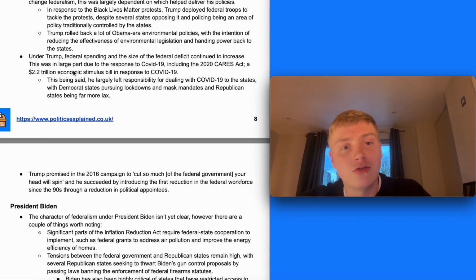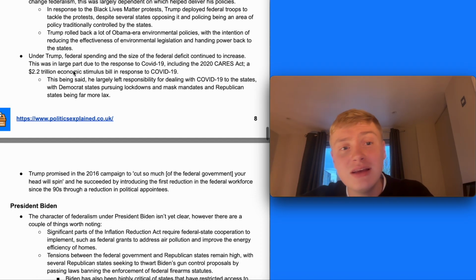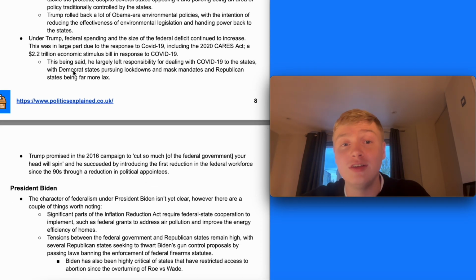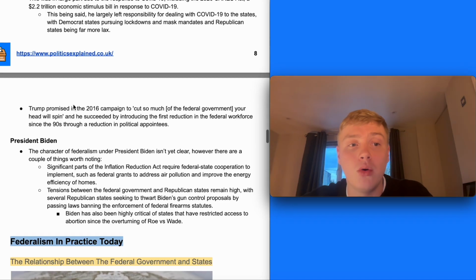Again, though, under Trump, federal spending and the size of the federal deficit continued to increase, in large part due to the response to COVID and the $2.2 trillion CARES Act. This being said, he did largely leave responsibility for dealing with COVID to the states, with Democrat states pursuing lockdowns and mask mandates, and Republican states being far more relaxed.